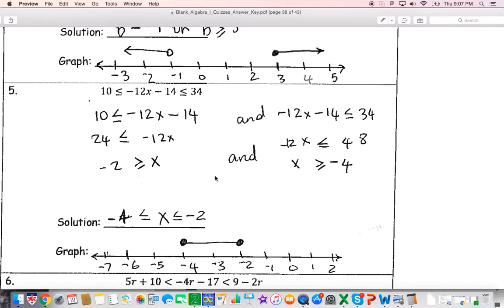If this clashed, if it said that it was greater than negative 4 and less than negative 2, that doesn't make sense, and that would mean there's no solution. Hope that makes sense to you.